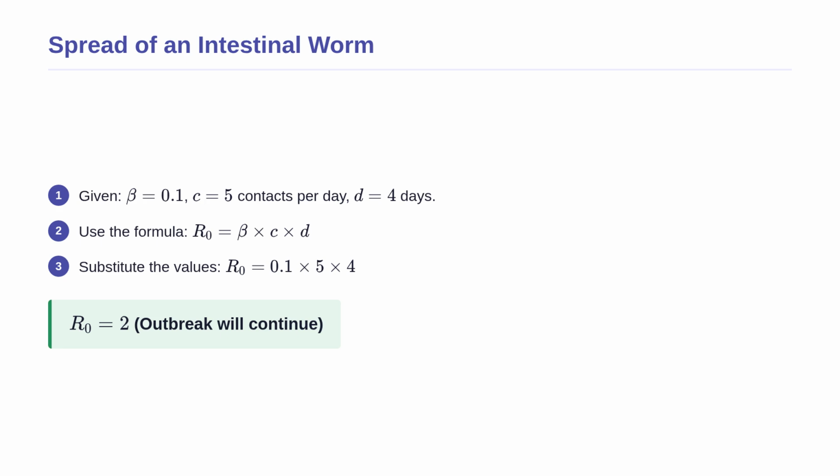We choose the basic reproduction number formula because it perfectly models this scenario. We substitute our values, multiplying 0.1 by 5 and then by 4. This step-by-step multiplication accounts for every factor driving the spread. The final answer is 2. Physically, this means the infected child will pass the worm to 2 other children. Since 2 is greater than 1, the parasite will continue to spread, indicating an urgent need for intervention.